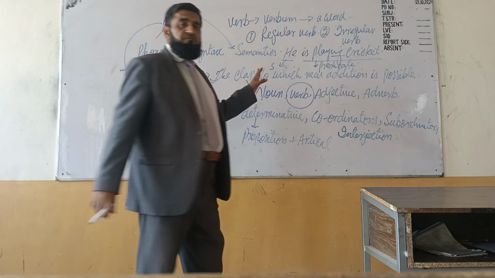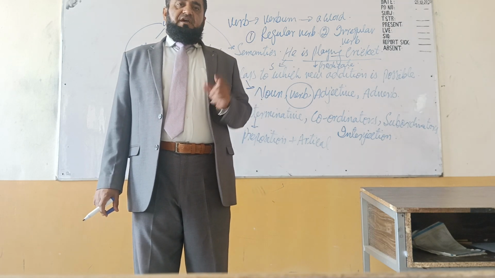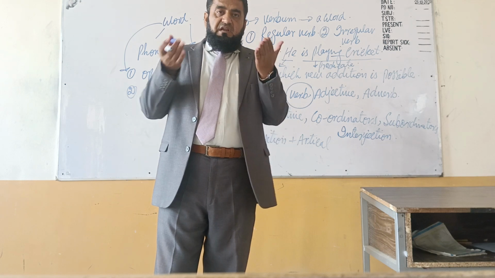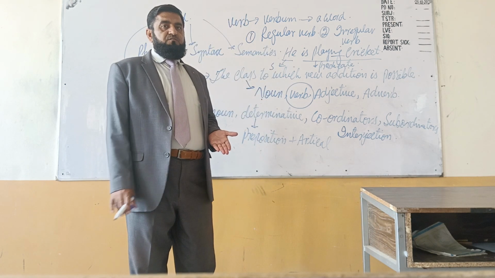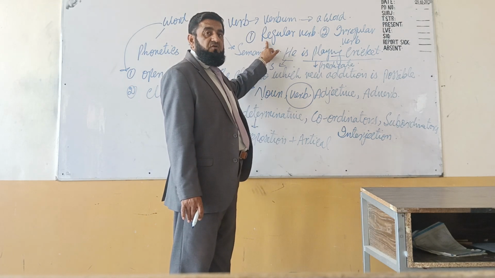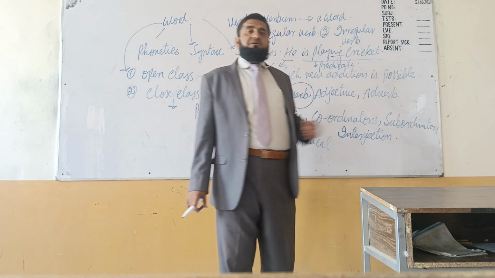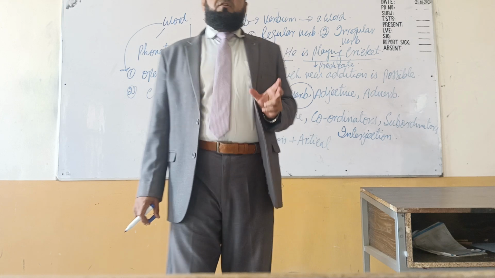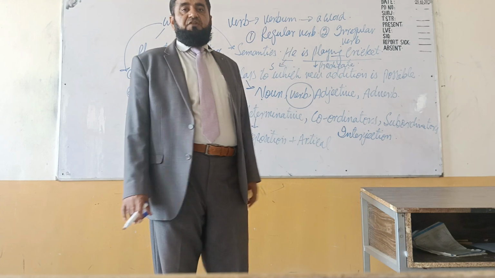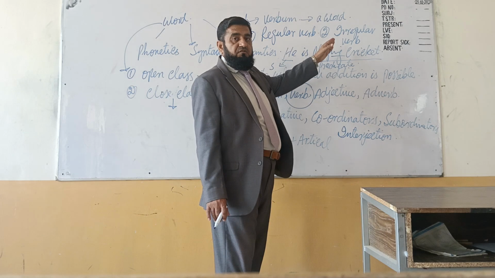What is a regular verb? The verb which can be changed into past and past participle, second and third form, with the regular pattern of d and ed is called a regular verb. And an irregular verb is that kind of verb which can't be changed by the regular pattern of d and ed. That we will call an irregular verb. So, regular verb and irregular verb.